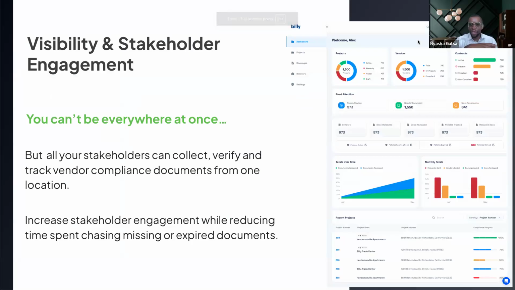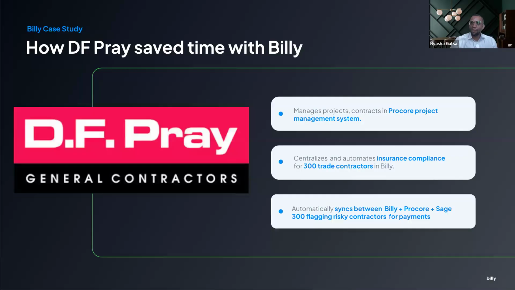So this is the slide that I was going to go into, which just gives you peace of mind, visibility to all stakeholders. And we've had large contractors like DF Prey who've had good success on this integration between Billy, Procore, and also Sage 300. So for them, they're managing their projects using Procore as their core source of truth for project management, Billy for insurance compliance for around 300 subcontractors. And then they're using Billy and Procore to connect the field to the office to flag those risky contractors for payments as well.